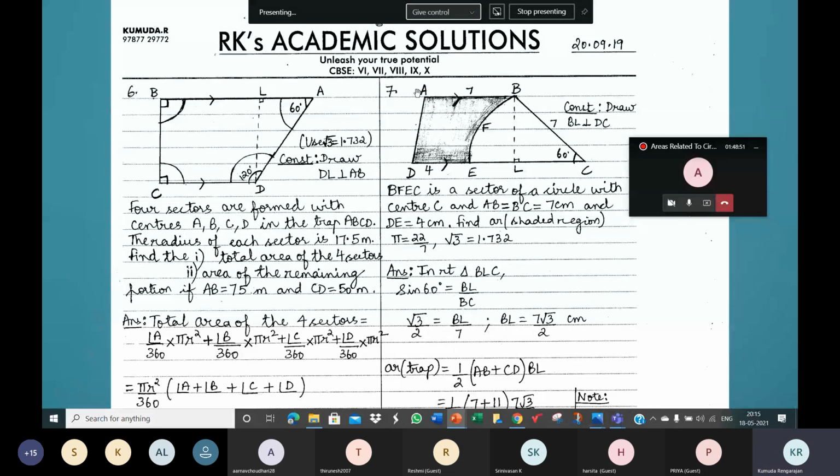This figure is given with AB 7 units, DE 4 units, 60 degrees. All this is given to you. Yes, children. Find the area of the shaded region. Do it yourself. That trigonometry part alone, you can see it here. Understand this by yourself. I'll ask somebody to explain.